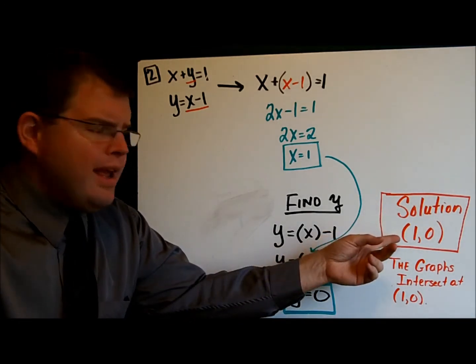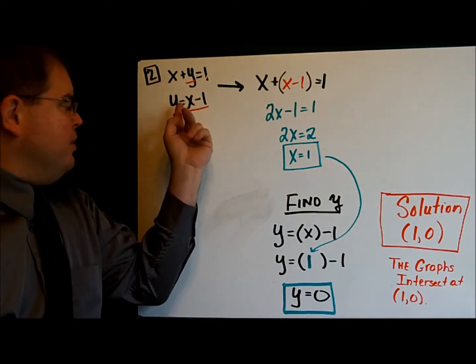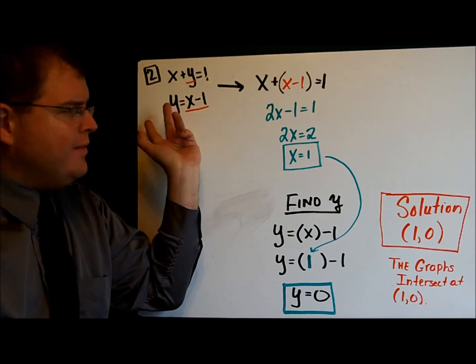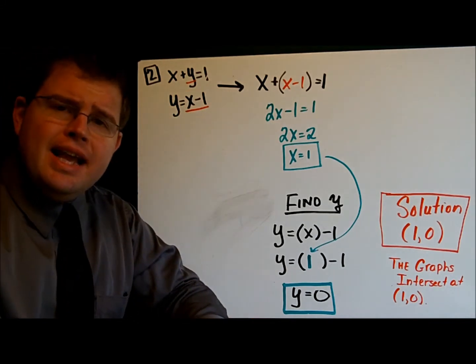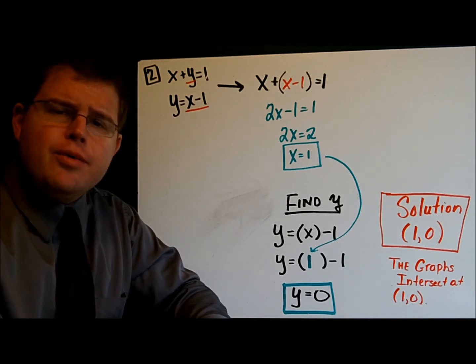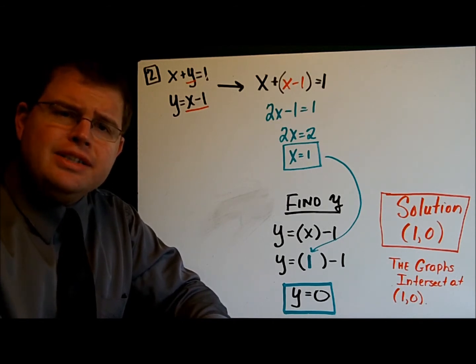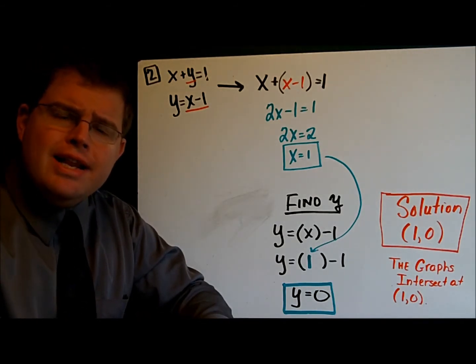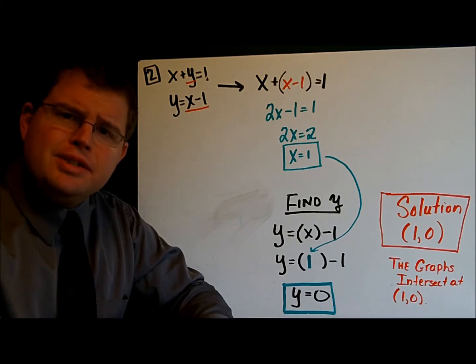If you plug 1 in for x into both of these equations, and 0 in for y into both of these equations, both of them will be true at the same time. It's also important to note that once again, if you were to graph those two lines, they would intersect at the point 1, 0. Now I'd like for you to pause the video here and try the next example. Use the substitution method, then come on back, let's see how you did.